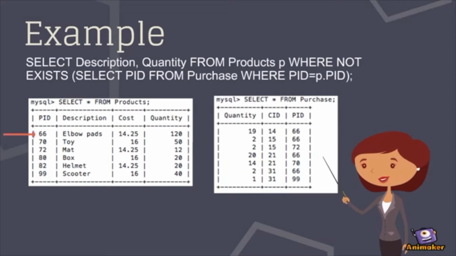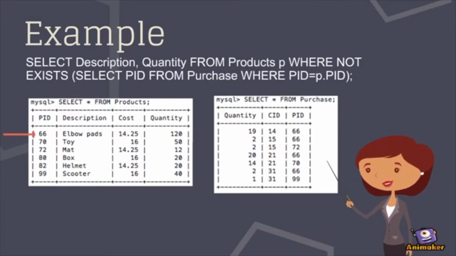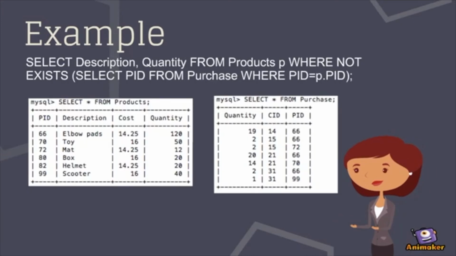Here, the first row in products has PID 66. This value will be passed to the subquery, and it will search for all rows in the purchase table with PID 66. Since data is returned because PID 66 does exist in the purchase table, this row from the products table will not be returned. However, for a row with PID 80 in the products table, no data from the inner query will be returned because 80 does not exist in the purchase table. Therefore, this row will be returned as output from the query. Here is the resulting table.